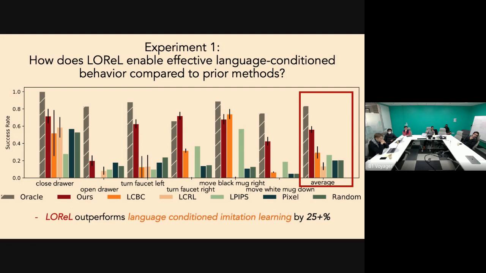And this makes sense, right? Because this data is highly suboptimal. This is showing that an offline RL style approach can actually learn to improve over the behavior data, whereas just imitating it does not perform as well. The second thing is the greenish bars: this is if we actually use goal images instead of language, and we see that that performs much worse. And LPIPS is just using distance in an embedding space for images.